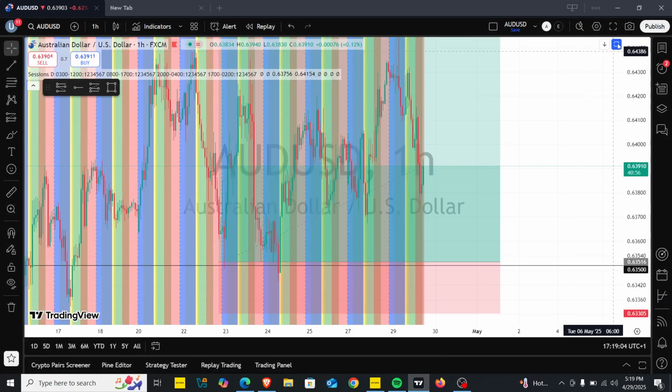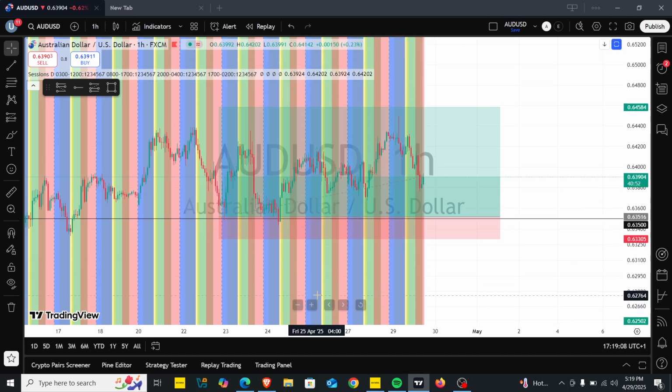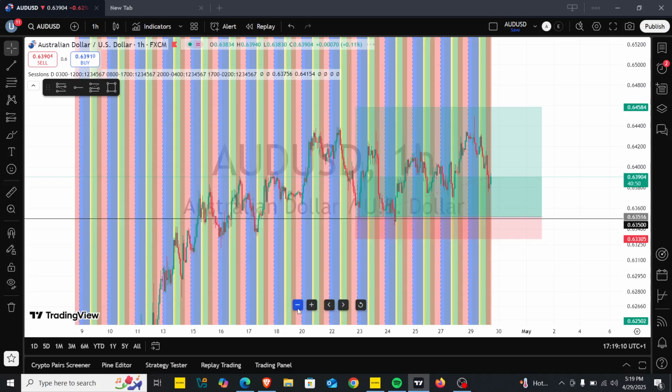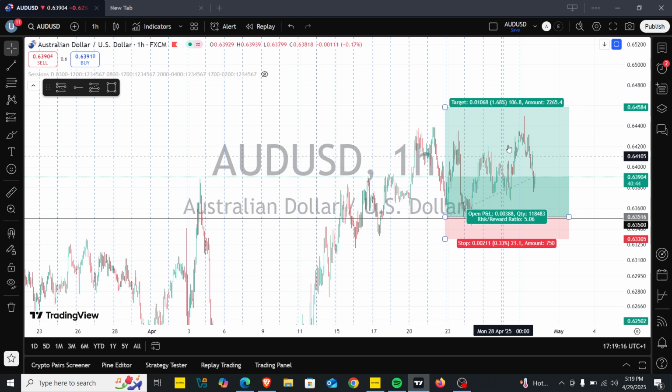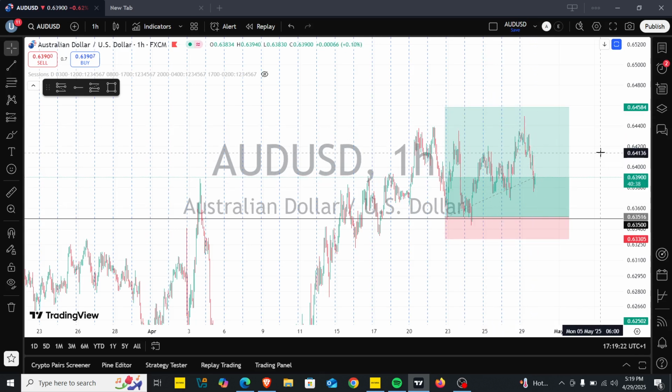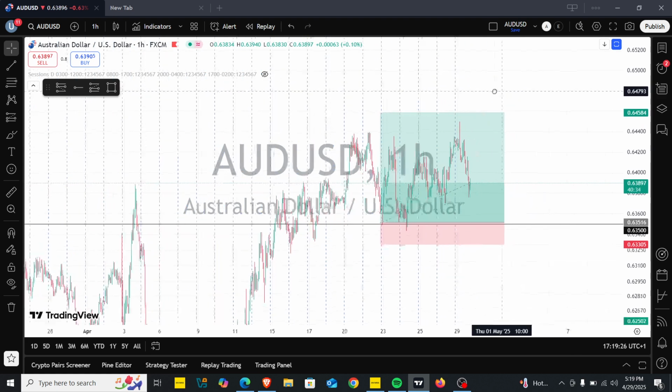So we had this trade from Thursday. I made a video last week Thursday explaining to you guys that I'll be looking for a buy. So we got this buy, and you can see this pullback right here and all this pullback. So now I'm just going to be explaining how to spot a reversal on AUDUSD.